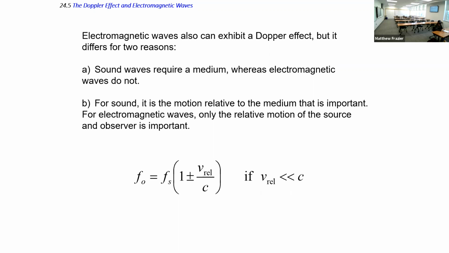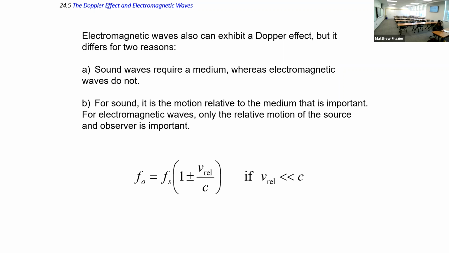Right? We don't do that with light. If there's any motion between the observer and the source, you get the same Doppler shift regardless of who's moving. So that's the thing stated here. For sound, it's motion relative to the medium. For light, it is only motion between source and observer.